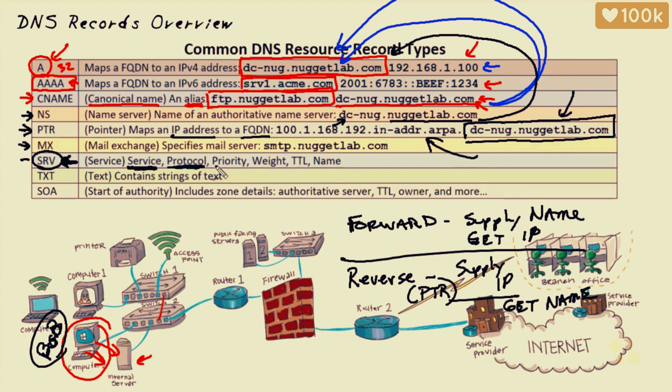It could also identify the priority of the various servers, so that the client could then select the host with the best priority that's available. The service record could include weight, which is used as part of load balancing, as well as TTL, time to live, which indicates how long that information should be cached once it's retrieved.